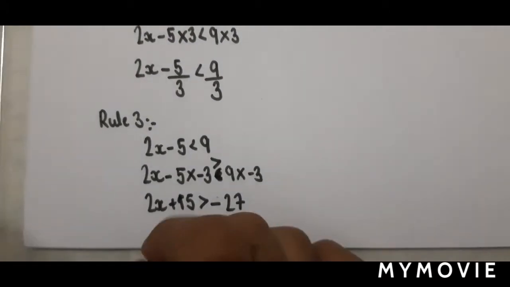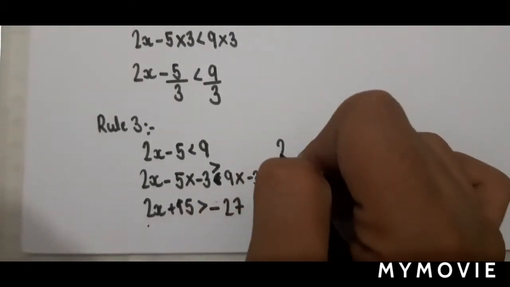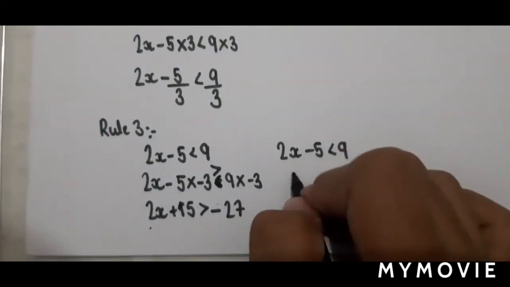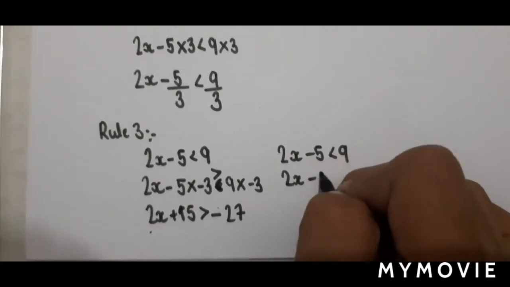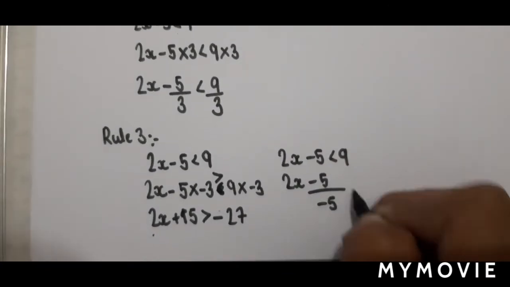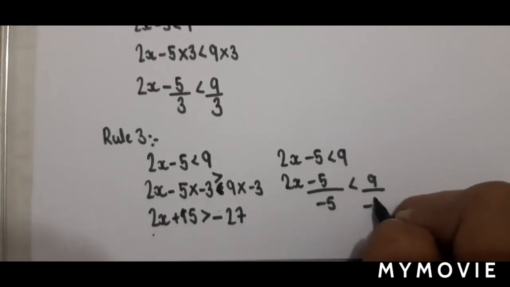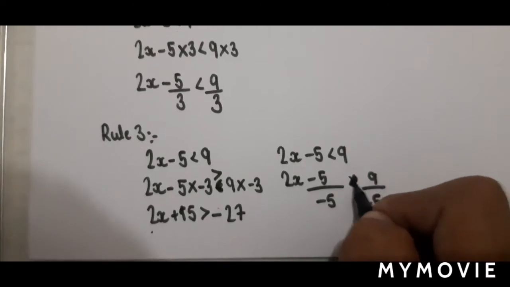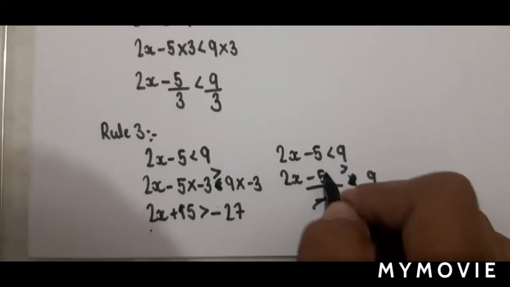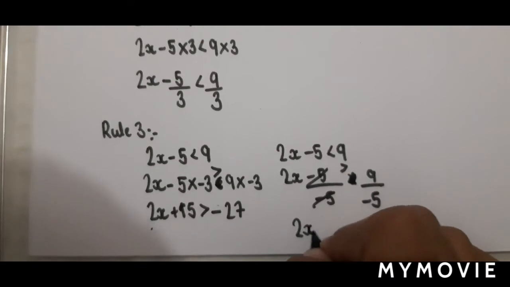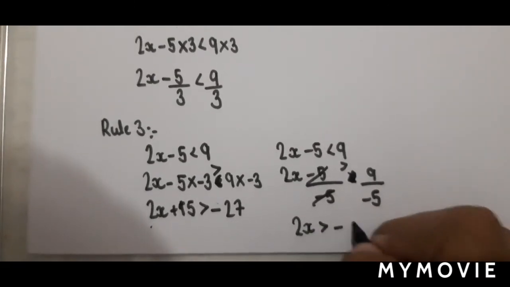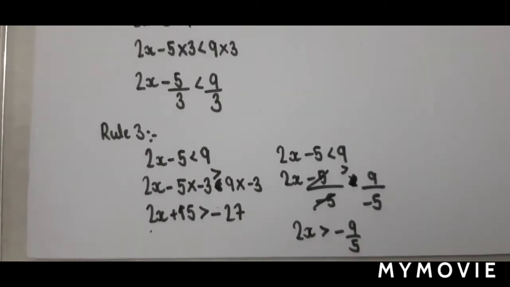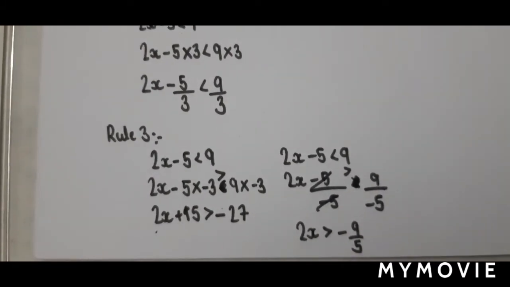If you divide, see, if I divide 2x minus 5 is greater than, if I divide with a negative number, minus 5 upon minus 5, the sign reverses. So the sign becomes this, 2x lesser than minus 9 by 5. So I hope you understood all the 3 rules. So let's solve some problems.